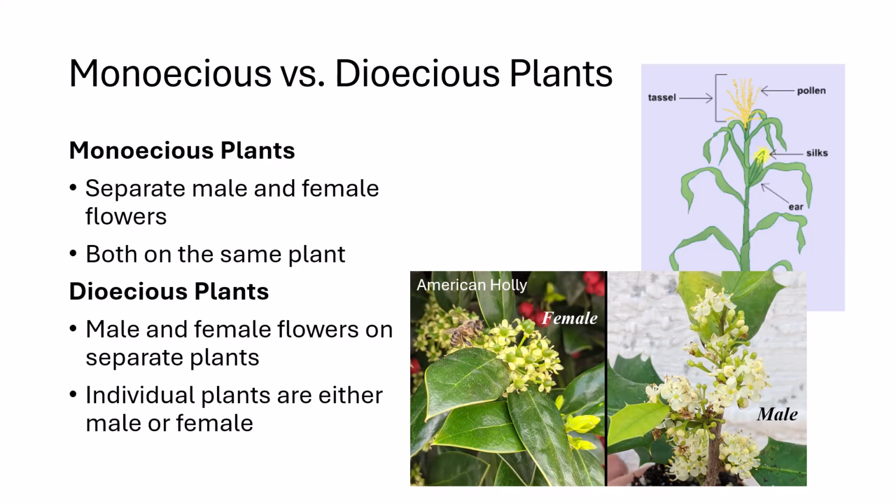From a biological standpoint, dioecy increases the likelihood of cross-pollination and genetic diversity. Monoecious allows flexibility but still separates the sexes within a single organism. So let's connect this to earlier terms. Perfect versus imperfect describes individual flowers. Monoecious versus dioecious describes the entire plant. Different levels of organization, and once again, structure supports reproductive strategy.